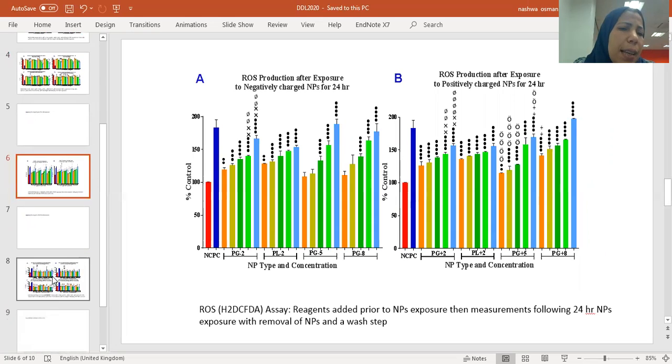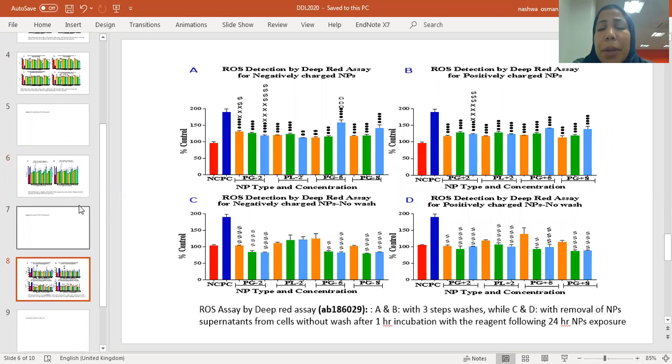We'll see a different assay applied with a different method to measure the ROS. This assay is done by the degrade assay from Abcam. This is the Abcam code for it. This assay was applied by removing the nanoparticle and applying 3 wash steps. And here, after just removing the nanoparticle, we didn't apply any wash steps. As you can see, with the wash step you are seeing literally a blank result, with only the high concentrations exerting a higher ROS compared to the negative control.